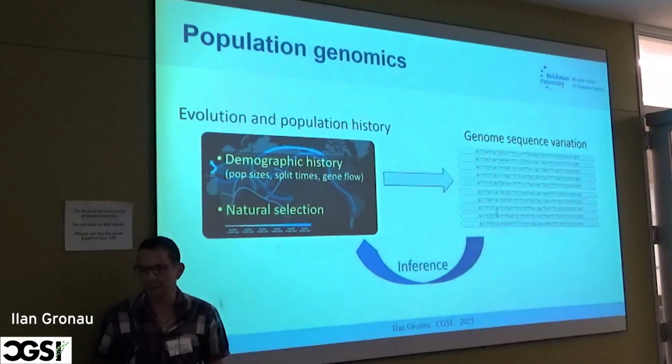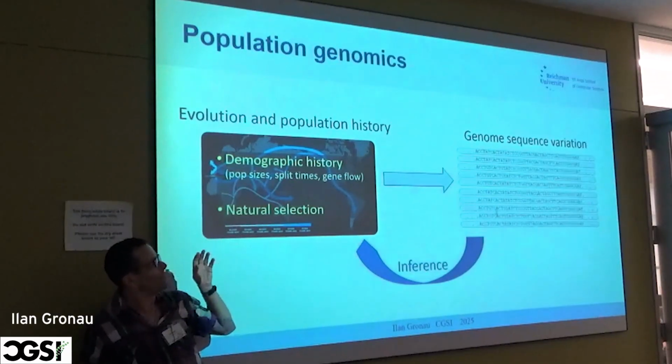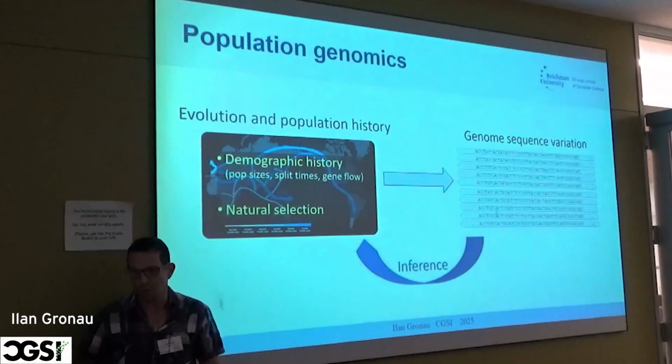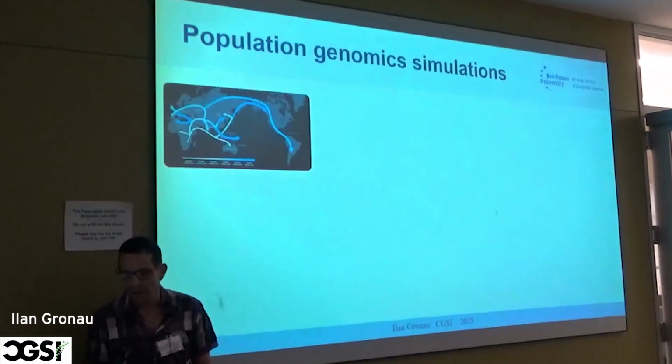So the idea is that by understanding the processes by which these demographic events and natural selection affect genomic variation, if we understand these processes, we can develop methods to do this inference. So we can infer various things of interest.